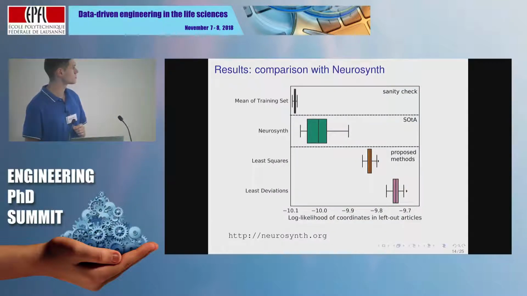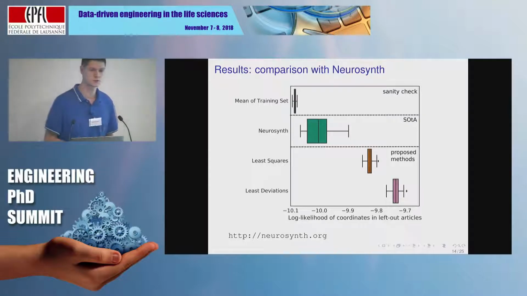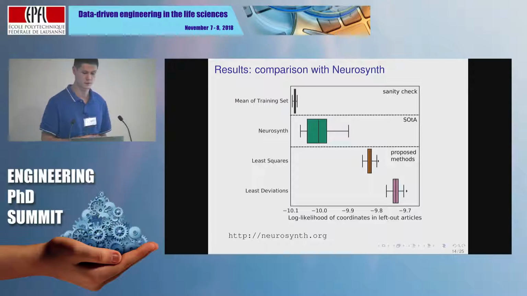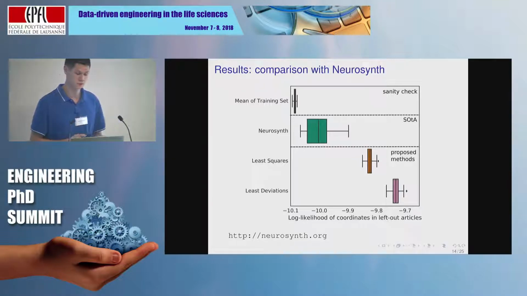We can also compare to a tool that is called NeuroSynth, which is the closest existing method to what we're doing. And we can see that NeuroSynth performs significantly better than a naive baseline, and that the proposed methods perform even better at predicting the positions of peak activation coordinates in left-out articles.